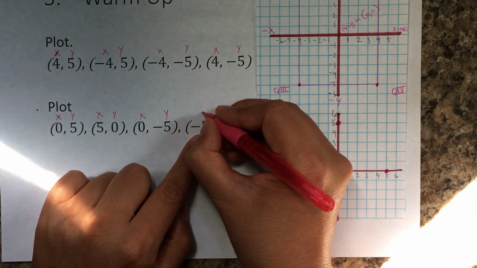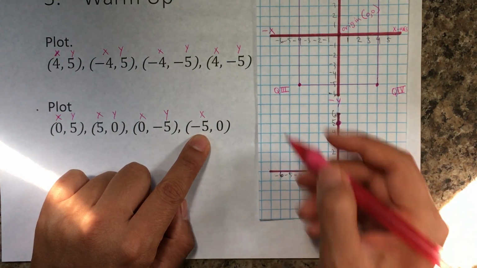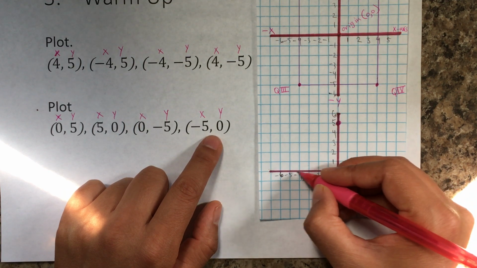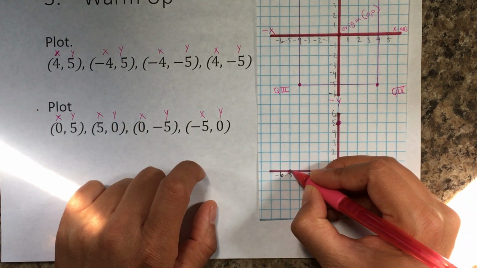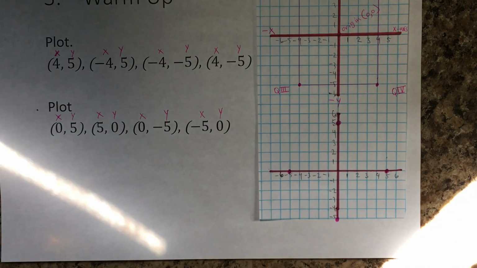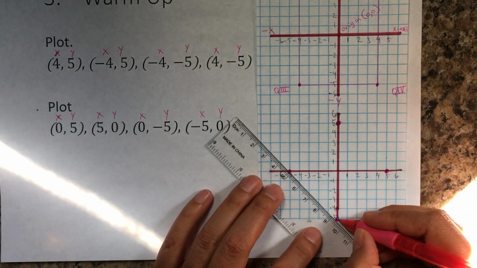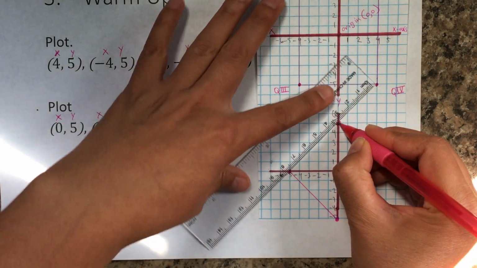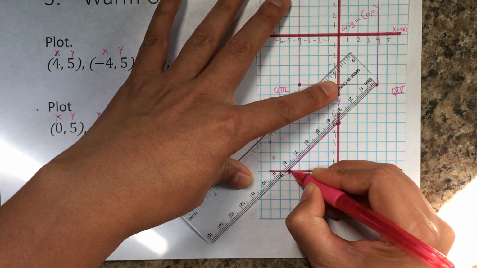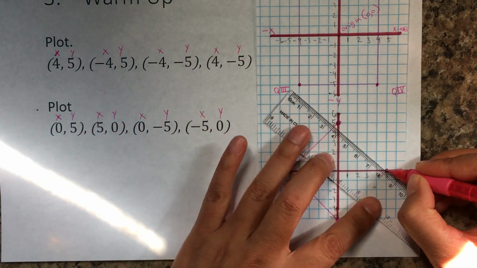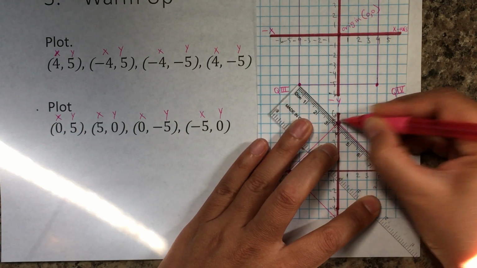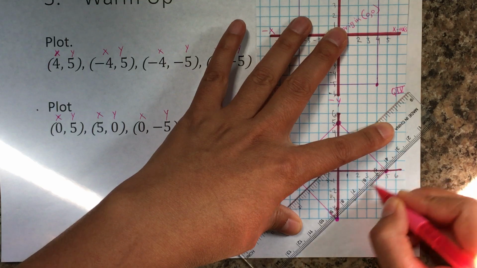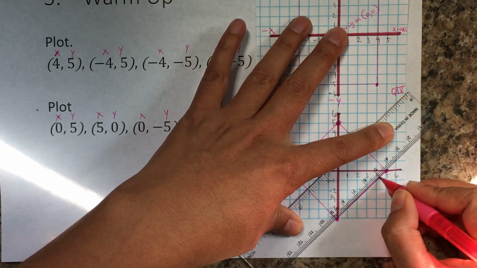And the last one, x is -5, y is 0, so -1, -2, -3, -4, -5, and then 0 for y, so I don't move, it's right there. And I'm ready to connect my points. And what kind of shape is it? Well, you can see that it's a rhombus or diamond, okay?